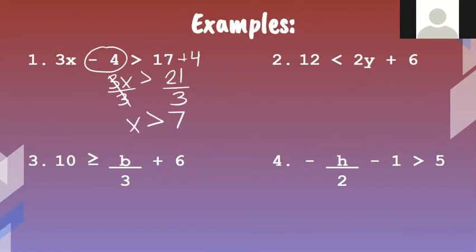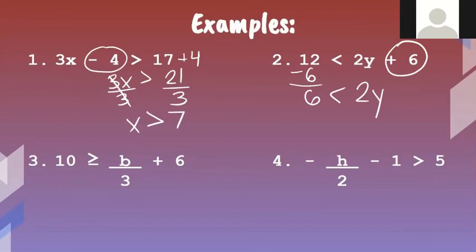Number 2, 12 is less than 2y plus 6. First, we're going to circle the part we're changing, so circle +6. When we move the +6 over to the other side, change it to a -6. 12 minus 6 equals 6. Bring down your inequality symbol and your 2y.